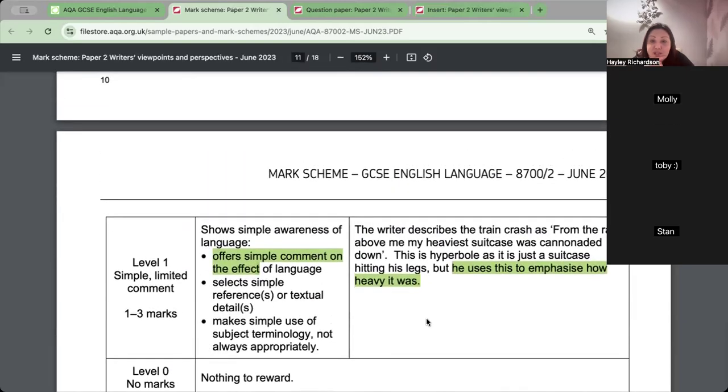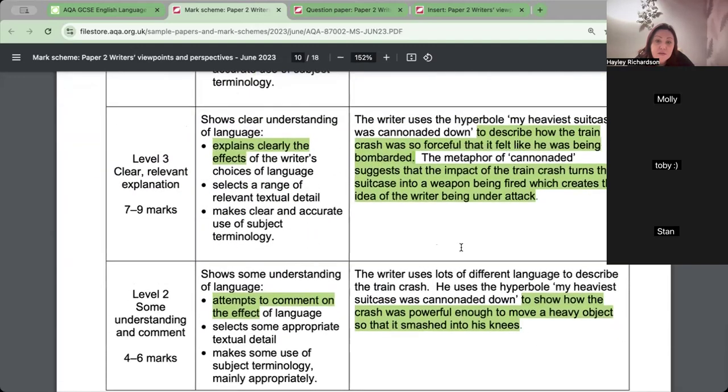Level 1. The writer describes the train crash as, from the rack above me, my heaviest suitcase was cannonaded down. This is hyperbole, as it is just a suitcase hitting his legs, but he uses this to emphasise how heavy it was. Absolutely right. Bang on. Lovely. But it's not enough. They've only mentioned one thing. There's loads more that could go in there. And actually, that's not describing the train crash. It's describing what happened as a result of the train crash. So this verbiage here, the way they've worded it, isn't exactly accurate. So that's another reason why they'd have got lower marks.